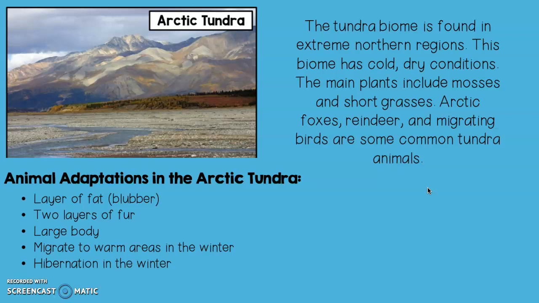So some animal adaptations in the Arctic tundra would be, what are some things that they need to survive in this type of climate? A layer of fat known as blubber, 2 layers of fur, a large body, migrate to warm areas in the winter, and hibernation in the winter.